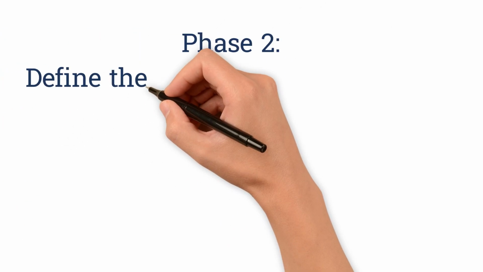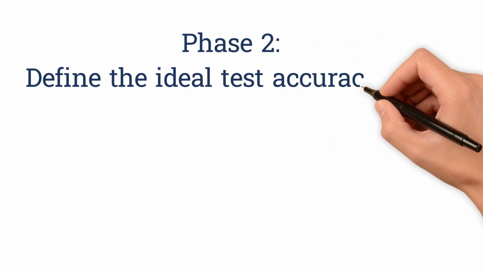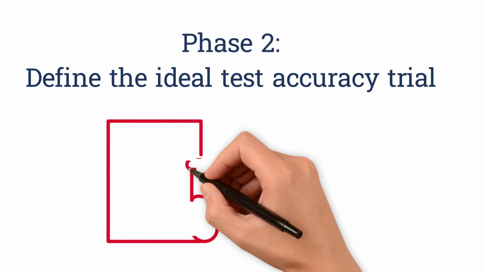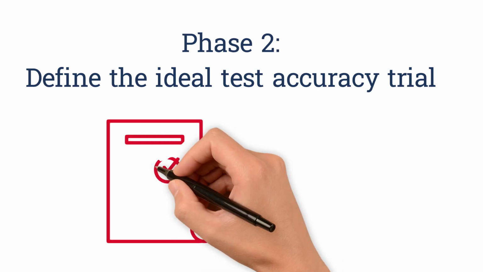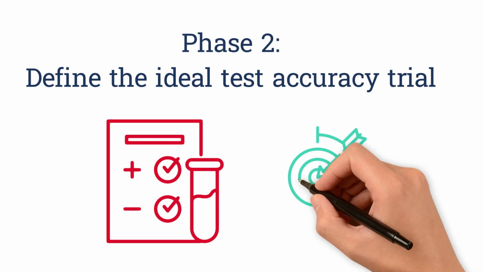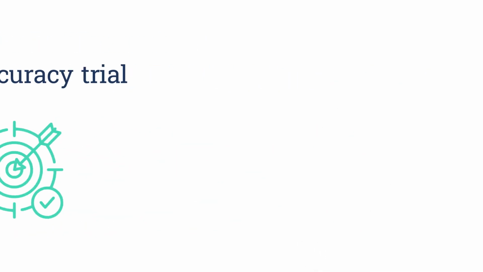Phase 2 is to define the ideal test accuracy trial that could theoretically be done to address each synthesis question. Deviations from this design have the potential to introduce bias or affect applicability. The ideal trial forms a formal part of the applicability assessment.